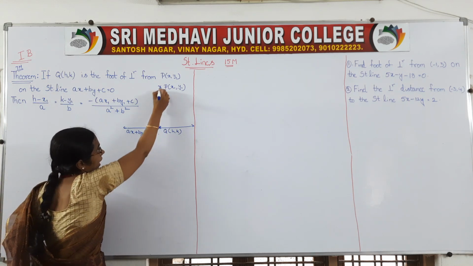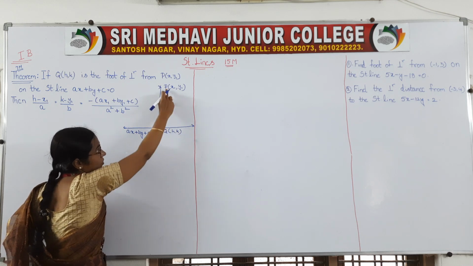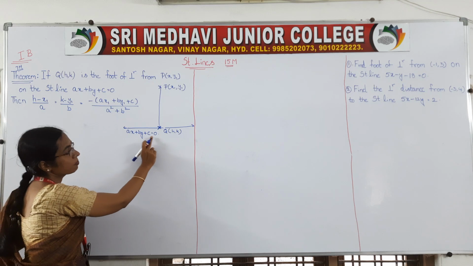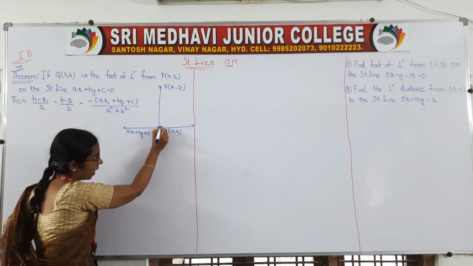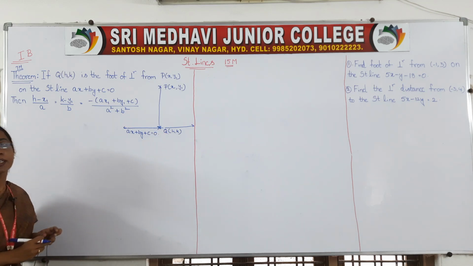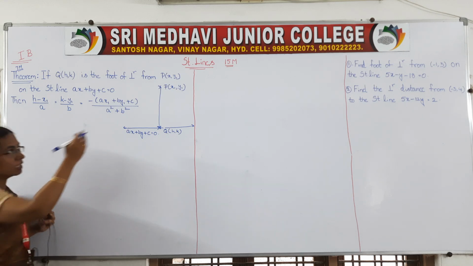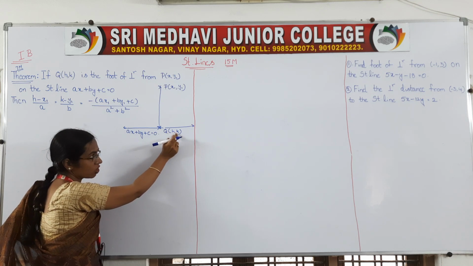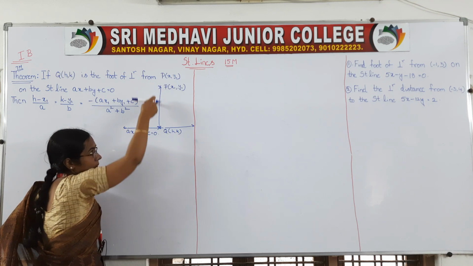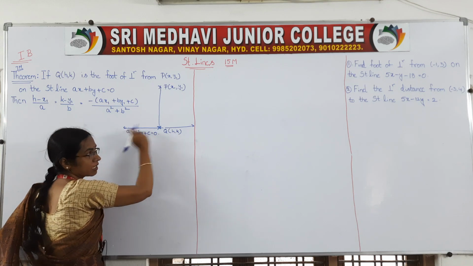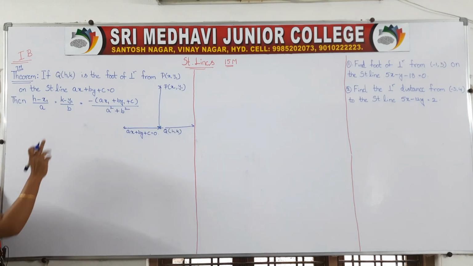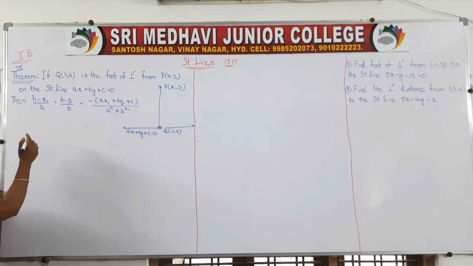If you see, I have taken one perpendicular line from P(x1, y1) on the line ax + by + c = 0, and this Q(h, k) is the foot. For this perpendicular, this is the foot. If Q(h, k) is the foot of the perpendicular from this point on this line, then prove this condition. Okay, so this is the theorem, a very important theorem for 7 marks.